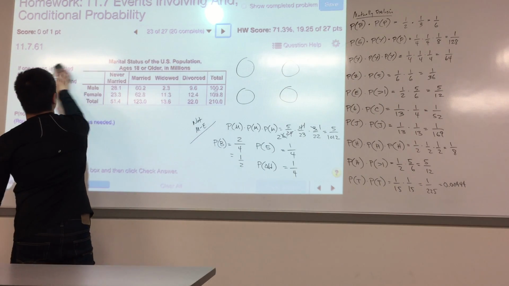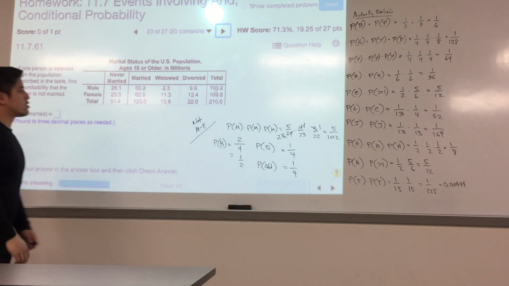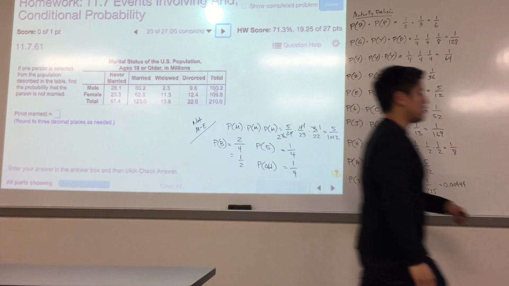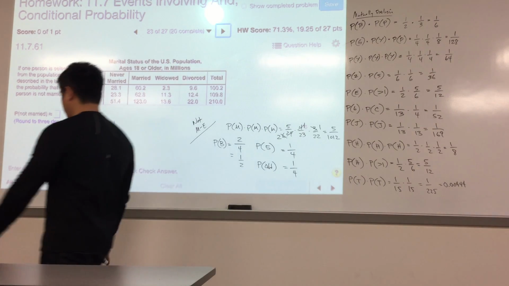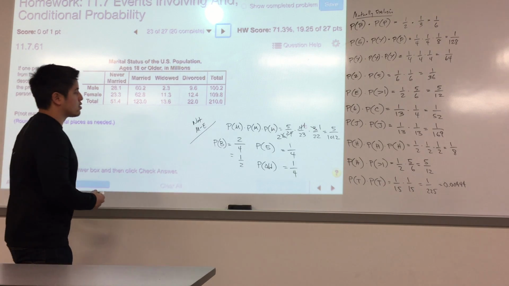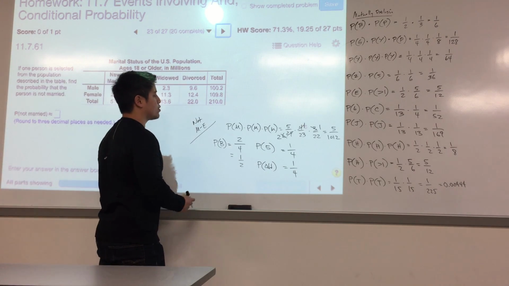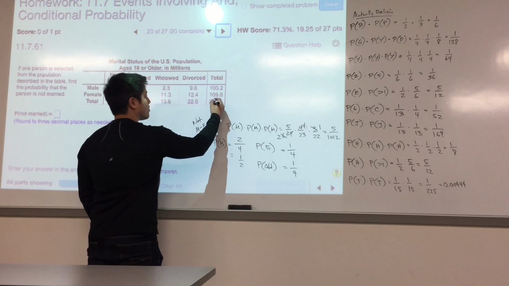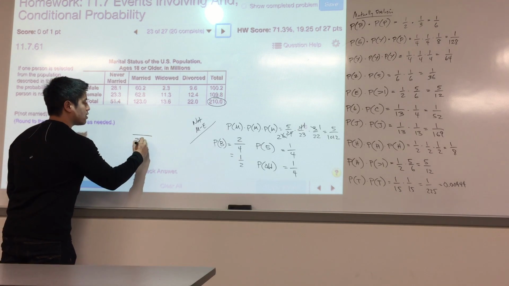So this is going to help us close out this section, these tables, and let's take a look at what we've got. All right. So we have this table. It says if one person is selected from the population, find the probability that the person is not married. Okay, so let's take a look at this. First, just like all of our previous problems, you needed to know the total, right? There it is. So you know your answer is going to be out of 210.